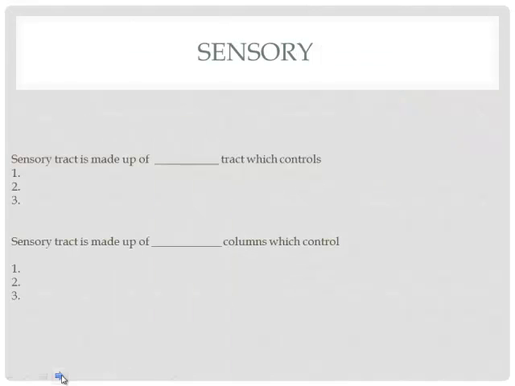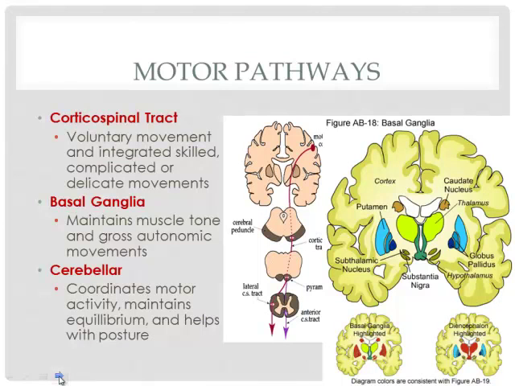So I'll let you think about this. Let's just go through this. The sensory tract is made up of what specific tract that controls what three things? And the other thing is that the sensory tract is made up of which columns, which control which three things? Again, I want you to make sure you understand this concept, so that as things go on, you can see it gets a little more complicated as we run into people who might have issues.